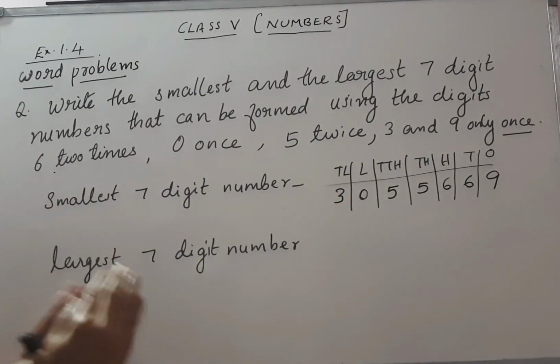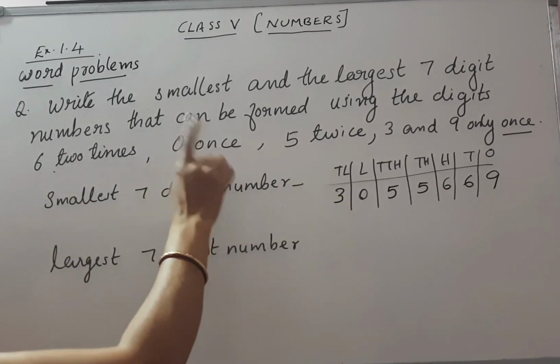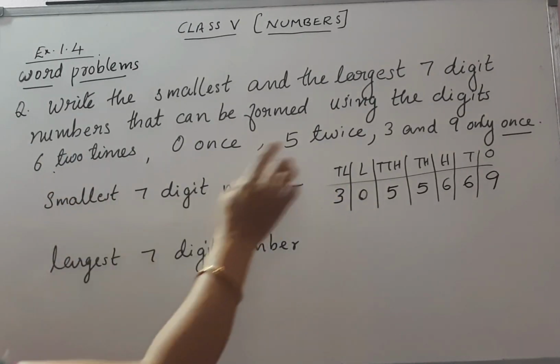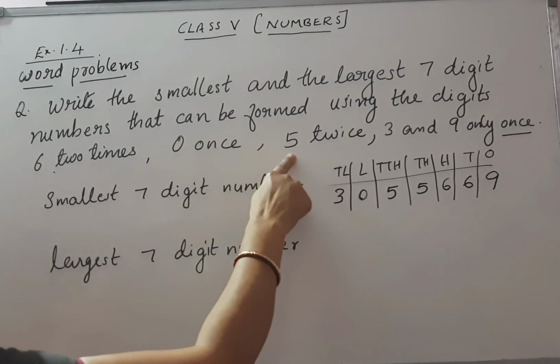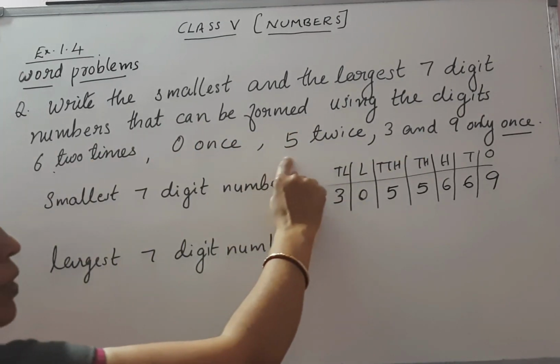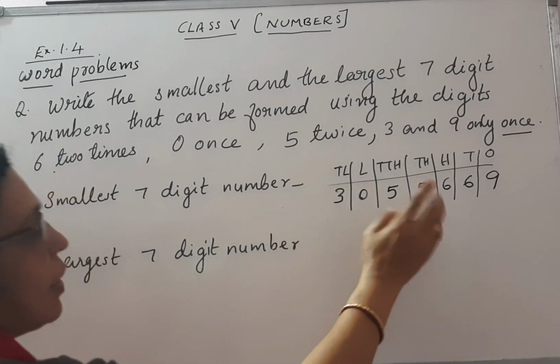So I told already, 0 is there, so the second place you have to fill with 0. How many times is 0 there? Only one time it is coming. So you have to put 0 here. Next, 3 over, 0 over. Next smallest is what? 5. Out of the remaining digits, 5 is the smallest. How many times is it given in the condition? 2 times. So you have to write 5 two times here.